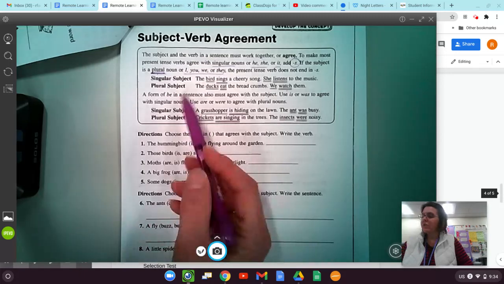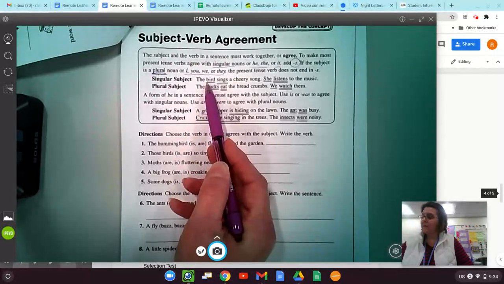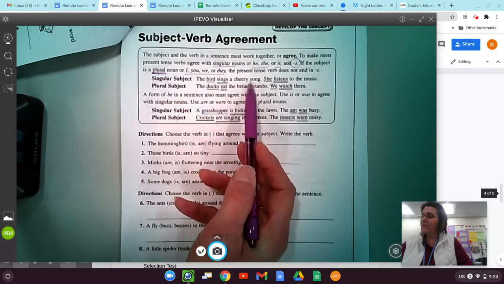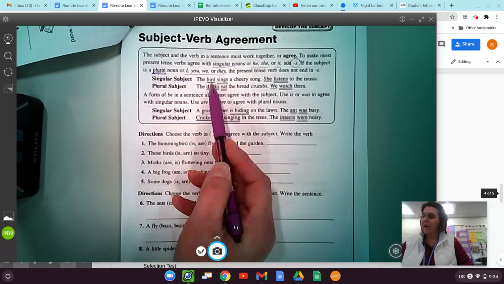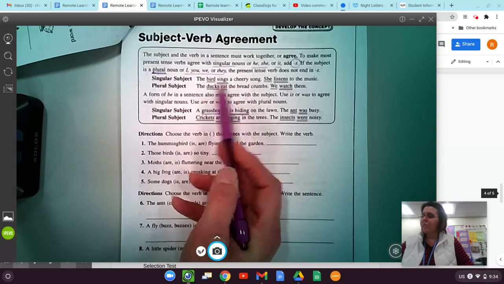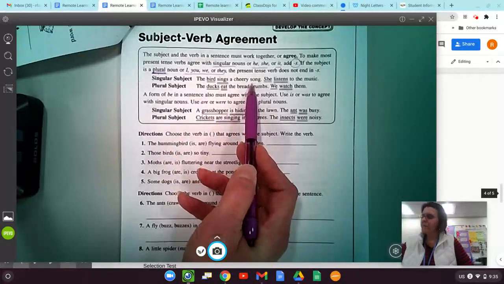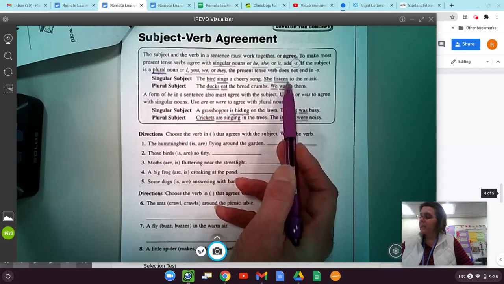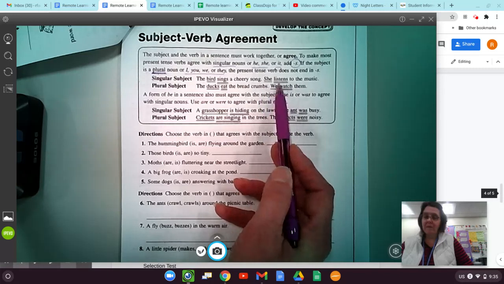So a singular subject, singular means one. The bird, that's the subject. The bird, it's single. The bird sings a cheery song. So the verb here gets an s because the subject was singular. You wouldn't say the bird sing a cheery song. That doesn't make sense. Doesn't sound right. She, singular, she listens to the music. So because this is singular, listens gets the s.